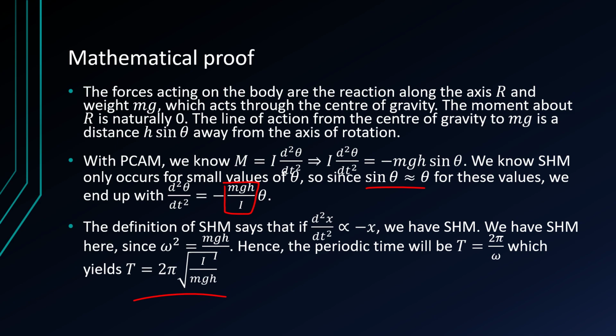It is quite a complex proof that you don't necessarily need to know. Like, I couldn't even remember. I had to look up how to derive this. It is a bit mental, but you just need to know that T is 2 pi square root of I over mgh for all intents and purposes.